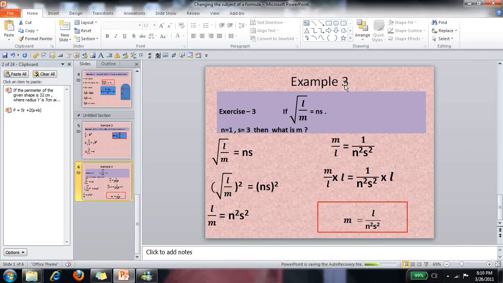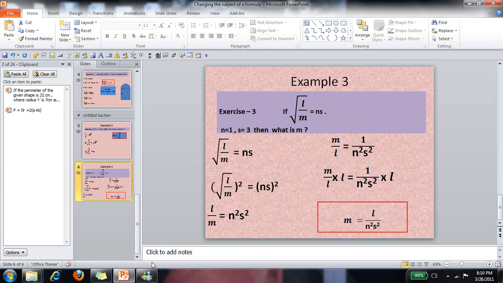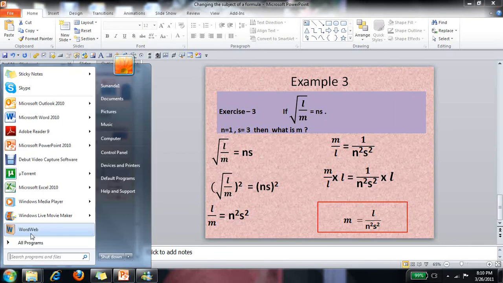Now using this example, you have to do your sheet number 3. Thank you.